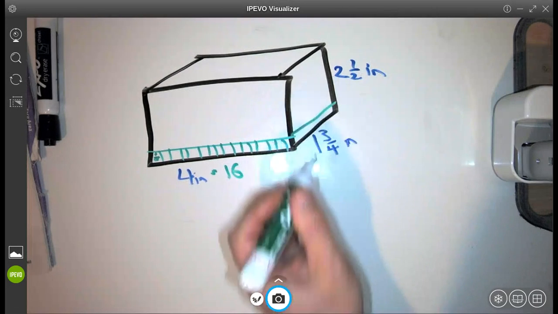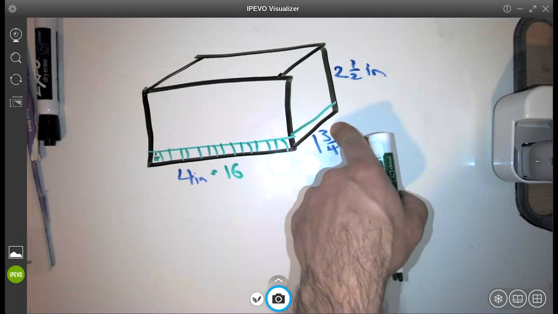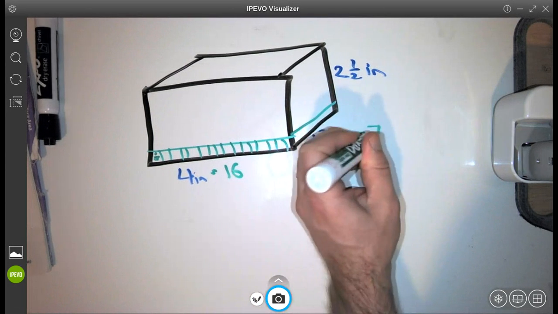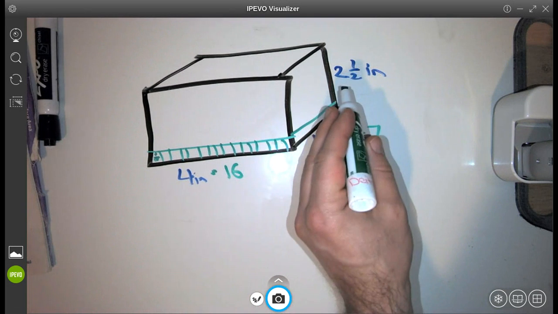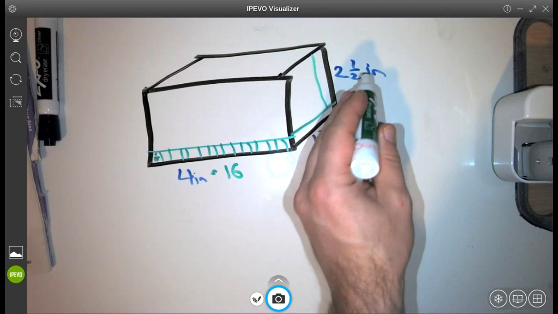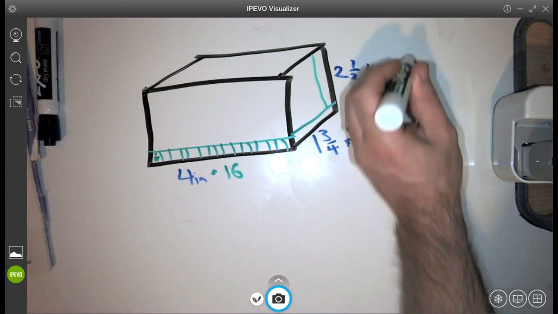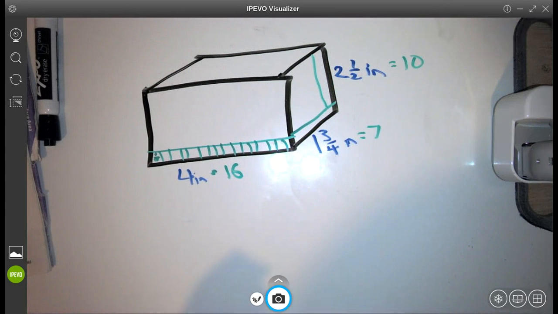Along the width, there's 4 quarters that can fit into 1 inch, and then there's 3/4. So that's a total of 7. Then for the height, there's 4 in each inch, and there's 2 quarters that can fit into a half. So that would be 10. To find the answer to this question, I do 16 times 7 times 10. That's how I found the answer, which was 1,120. That's how many 1/4 inch cubes can fit into this figure.